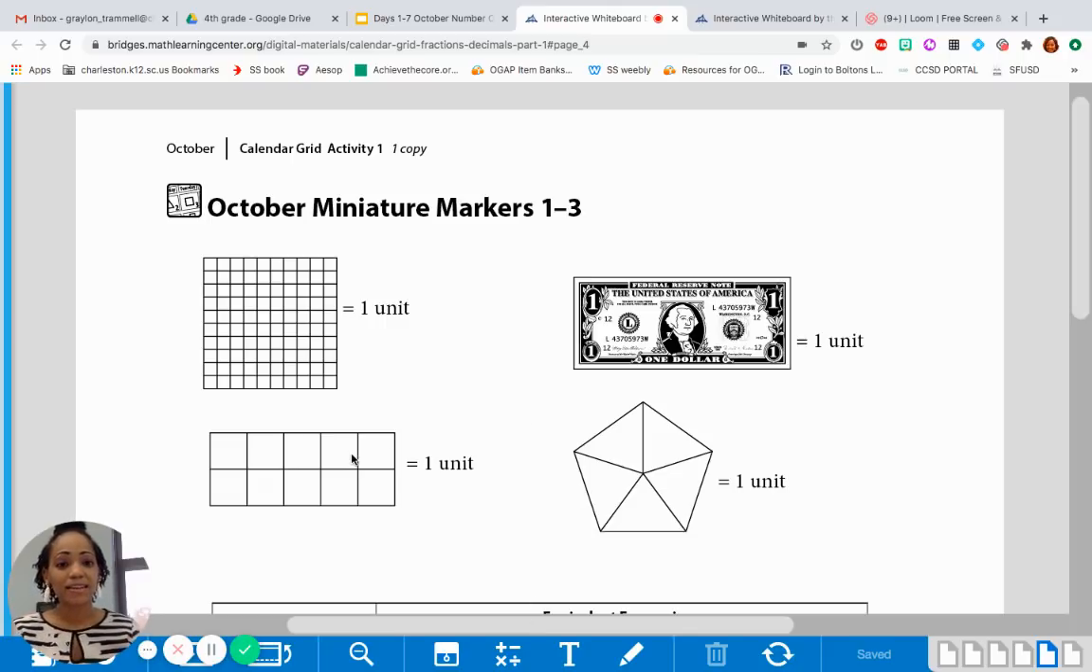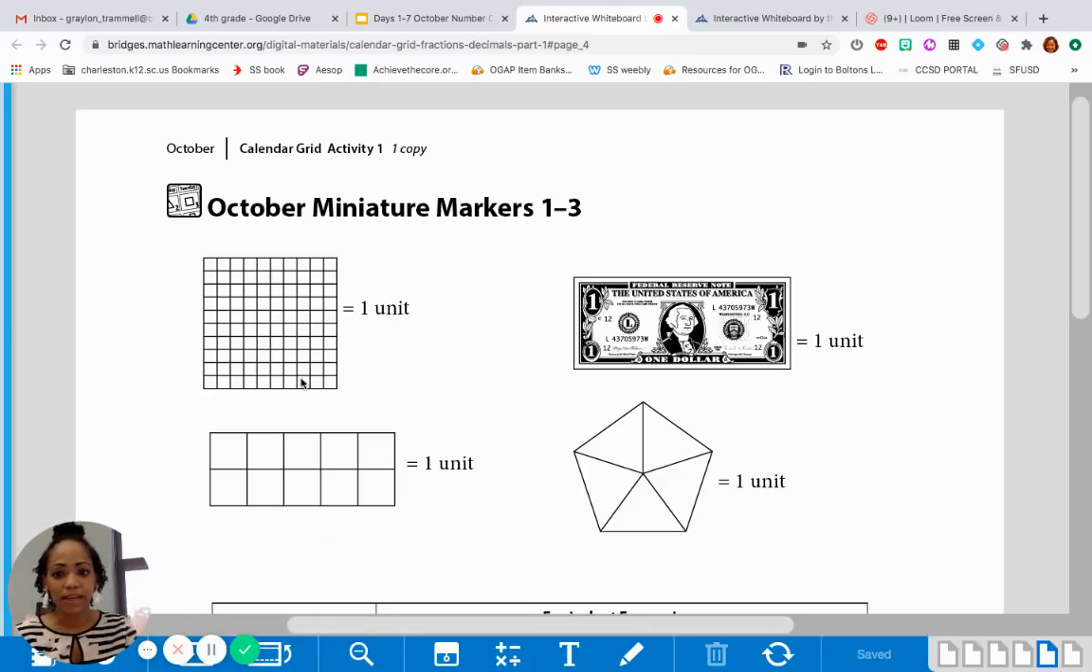What are you seeing? Okay, who's ready to share? Yeah, I see a dollar bill. You're right. What else? Right, it says they're all worth 1. So this is a unit, this is a unit, this is 1 unit, this is a unit. Good thinking. Can anybody add on to that? They're all worth 1, but this is a dollar. This isn't a dollar. Yeah.